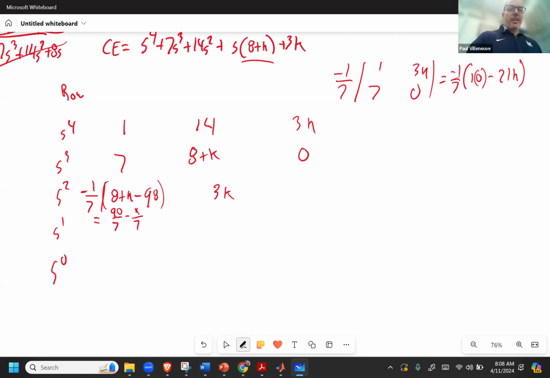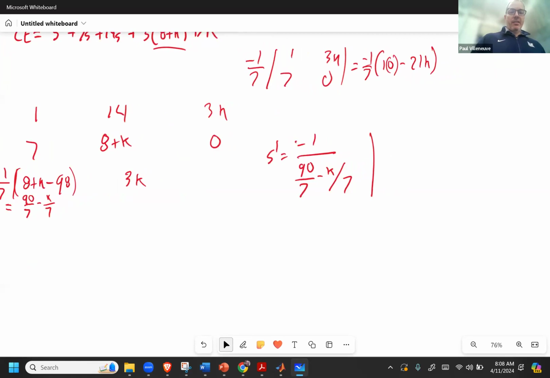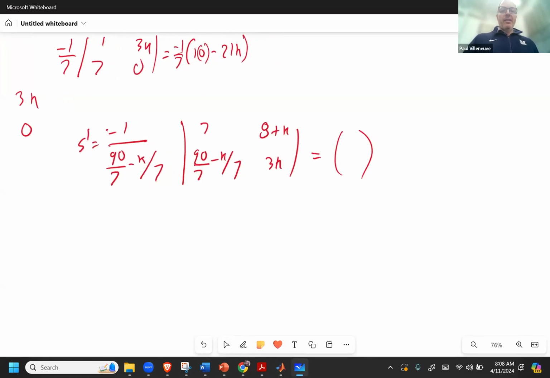All right, so now I'm going to do this term over here. So my S1 term, I'll just put it over here because I'm running out of room. So that's equal to negative 1 over 90 divided by 7 minus k over 7 times 7, 90 over 7 minus k over 7. And then I have 8 plus k and then 3k. Now you can see why I moved it out, right? Because I'm going to have a lot of calculations. So I'm just going to put this in parentheses because I'll deal with it in a moment. So this is going to be equal to 21k minus, and maybe I should put these back under the 7 just to make it easy. So it's going to be 90 minus k over 7. So I have 90 minus k over 7 times 8 plus k.